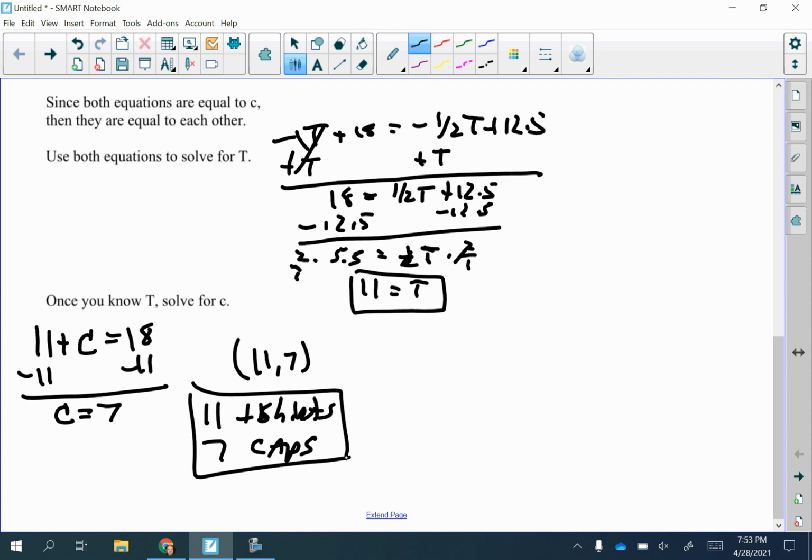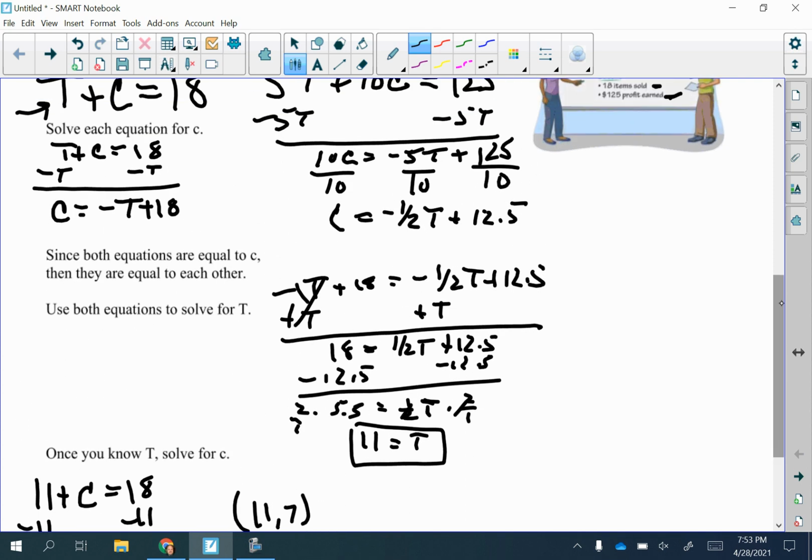Okay, so what I can do here is if you go up top here, so the method for that, we're going to call this method 1.